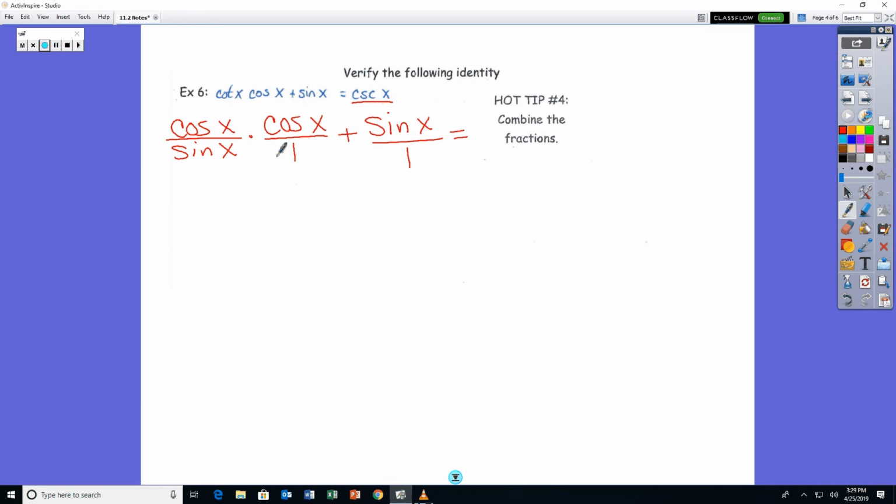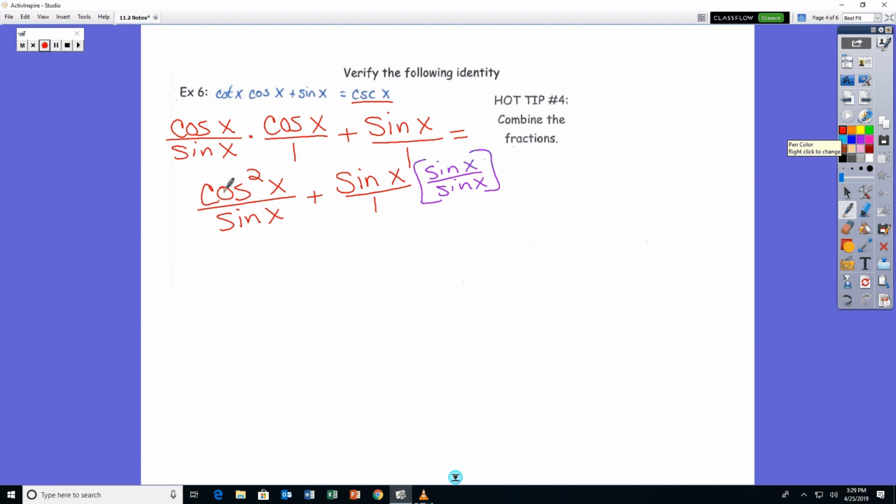First, I'm going to take this left-hand side, multiply them together to get cosine squared of x over sine of x plus sine of x over 1. We have two fractions here, but our denominators are not the same. So we can only combine our fractions if we can make the denominators the same. So I'm going to multiply the second fraction by sine of x on the top and the bottom. This now will give us cosine squared of x on one side for the first fraction. And on the second, we end up now with sine squared of x over sine of x.